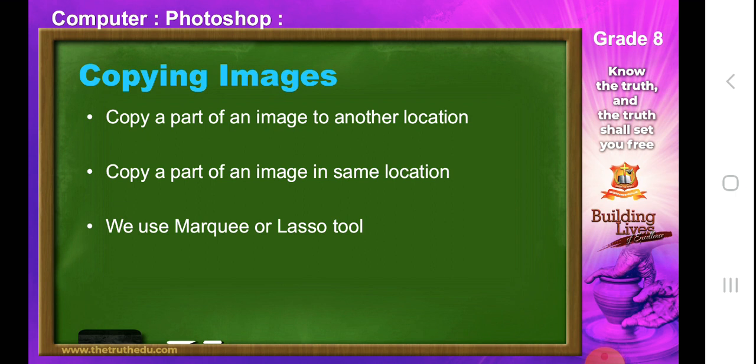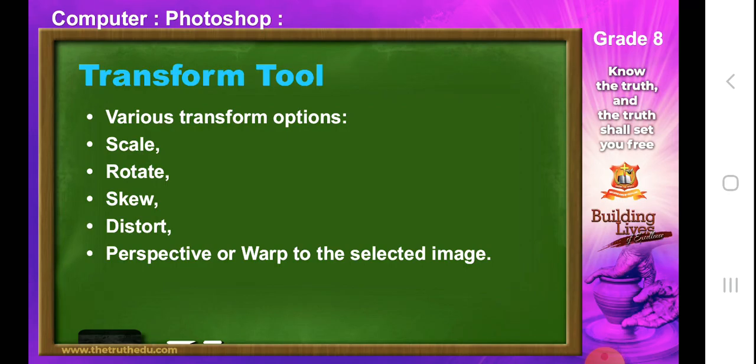Next comes copying images. Now how do we copy images? You can copy a part of an image to another location. Copy can be done in the same location also and to a new location as well. And we can use the marquee tool or lasso tool to select the area.